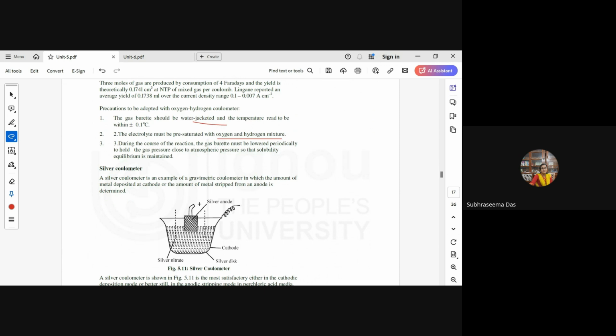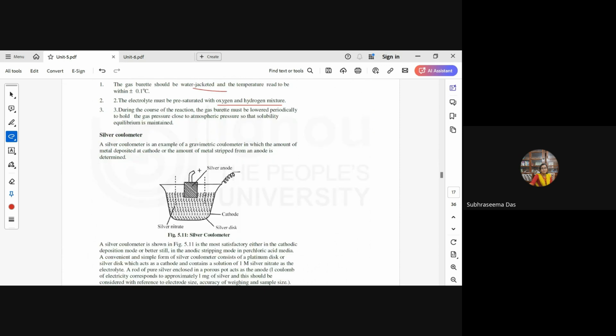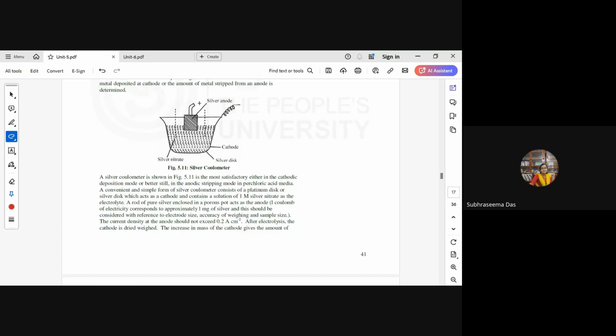Now next, coming to the silver coulometer. It is an example of a gravimetric coulometer which measures the amount of metal deposited at the cathode or the amount of metal that is removed from the anode. A silver coulometer is shown in figure 5.11. This is one of the most satisfactory, either in cathodic deposition or in anodic stripping or in perchloric acid media.